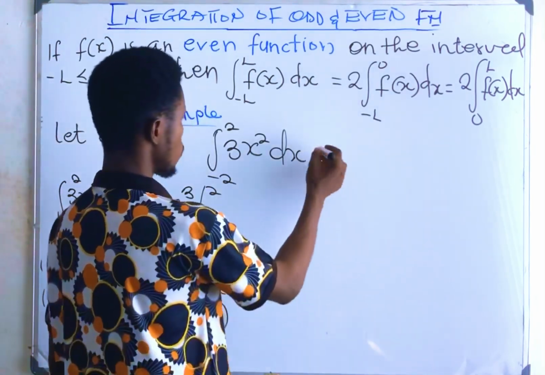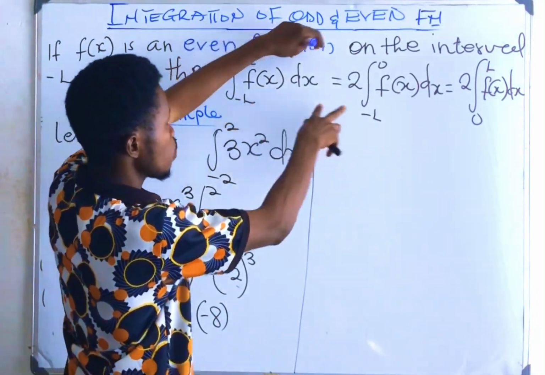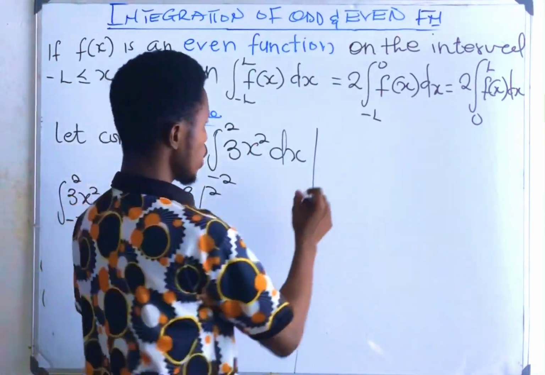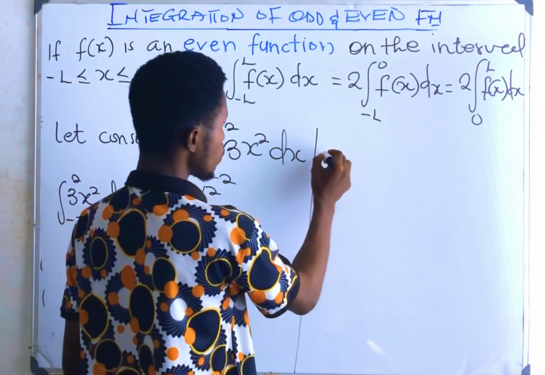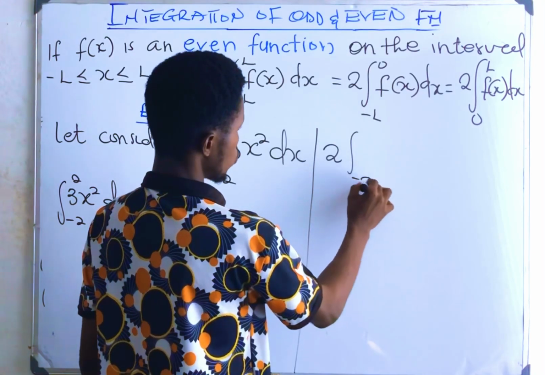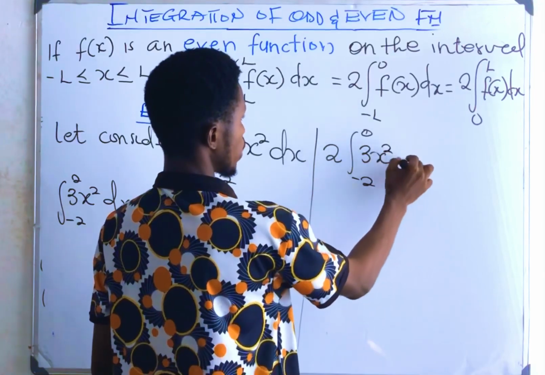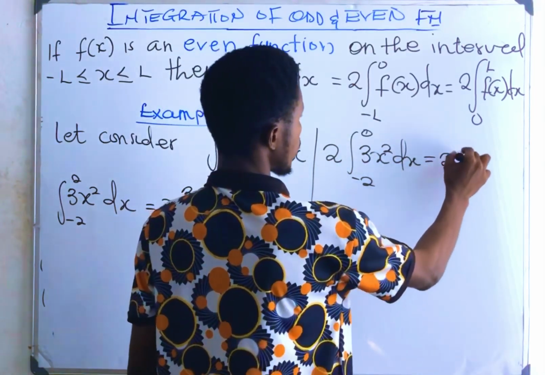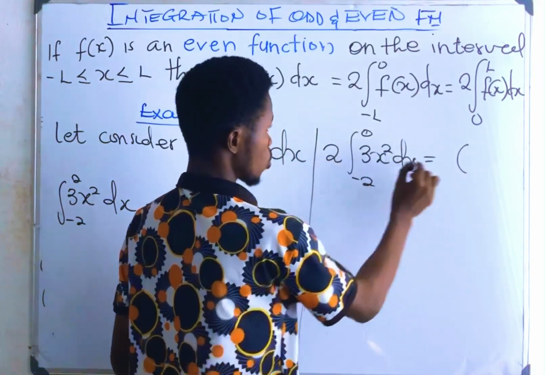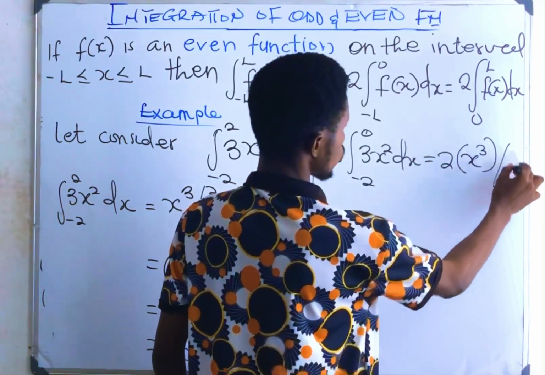Now let's move to the next part, because they are saying the whole of this is the same as this one, while the limits are not the same. Let's see if it is true. Remember, here we multiply by 2, so it is 2 times the integral from negative 2 to 0 of 3x squared dx. When I integrate this, I get x cubed from negative 2 to 0.